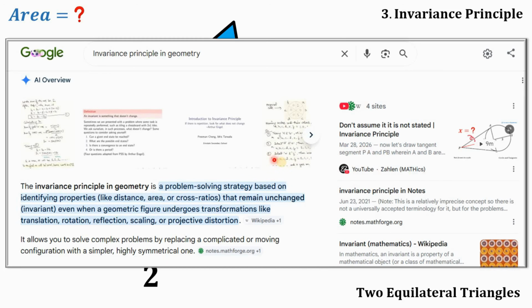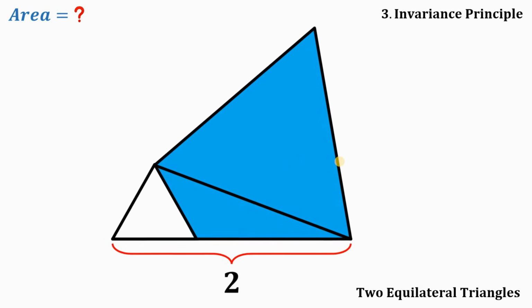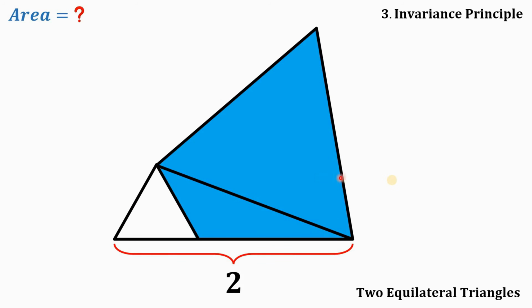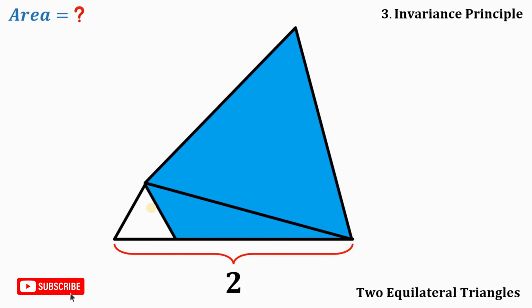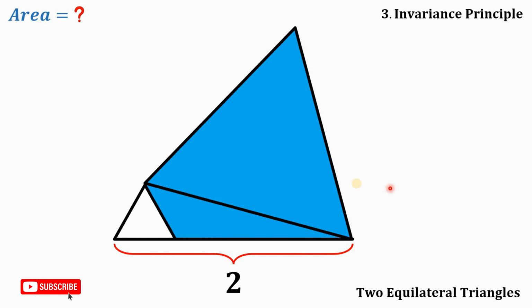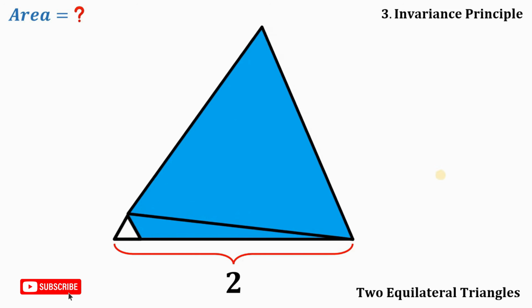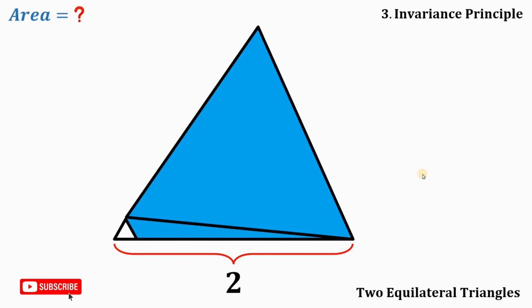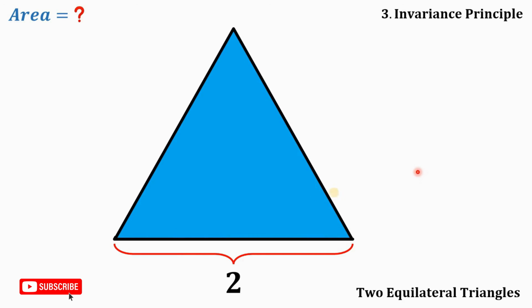Now let's begin solving this problem using the invariance principle. Now what we're going to do is to change our perspective of this figure, and we can make this small equilateral triangle a big one or a small one like this. But if we want to find the area of this blue shaded region, what we're going to do is to make the area of this small equilateral triangle equal to 0, like this. In other words, we now have a single equilateral triangle with a side length of 2.